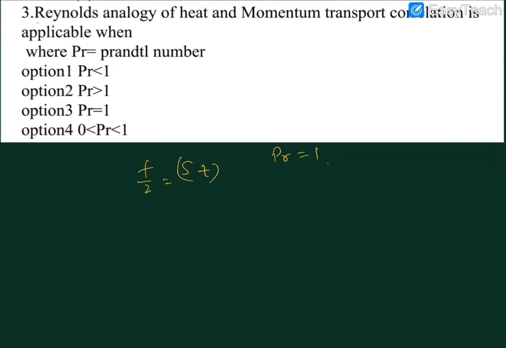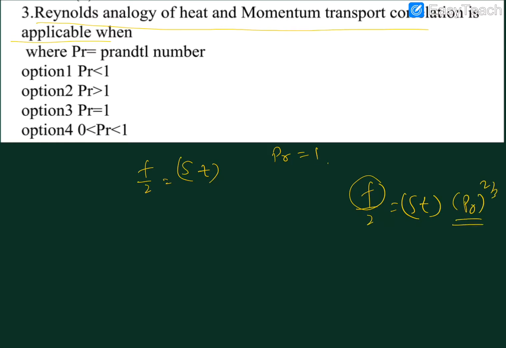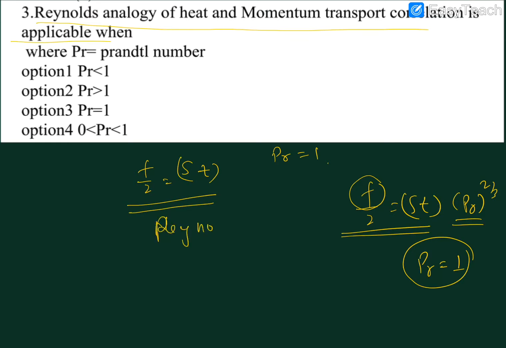Now what is the Reynolds analogy for heat and mass transport correlation? When is it applicable? You have seen previously that we have an equation of Chilton-Colburn: j equals f by 2, this is friction drag, is equal to Prandtl raised to the power 2 by 3. So whenever Prandtl number becomes equal to 1, this equation reduces to f by 2 is equal to Stanton number, and this is called Reynolds analogy.